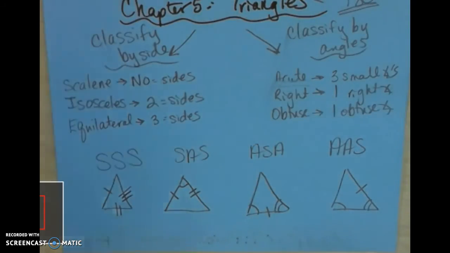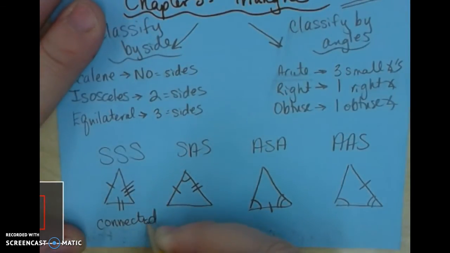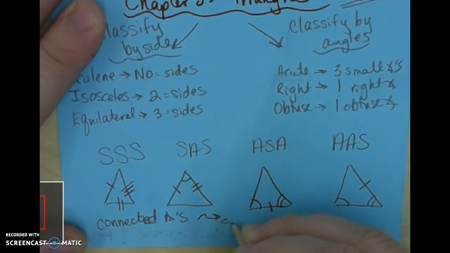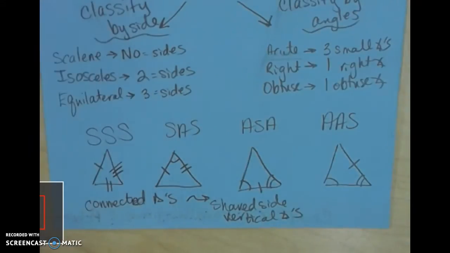Remember when you have combined triangles or connected triangles, remember you need to look for a shared side, and you need to look for vertical angles. If you see those things, a shared side tells you that you have a side. Vertical angles are equal, so that tells you that you have an angle that's given.